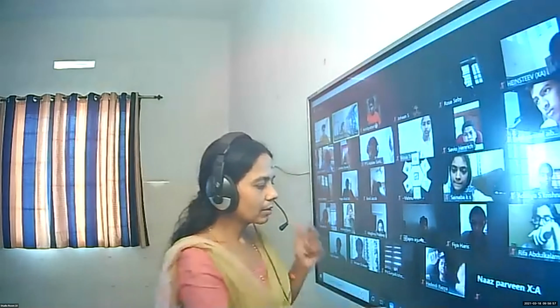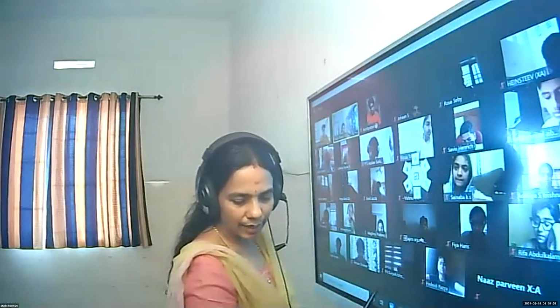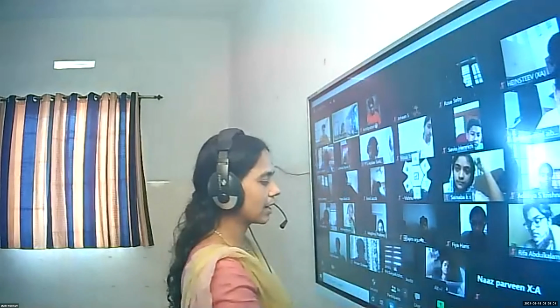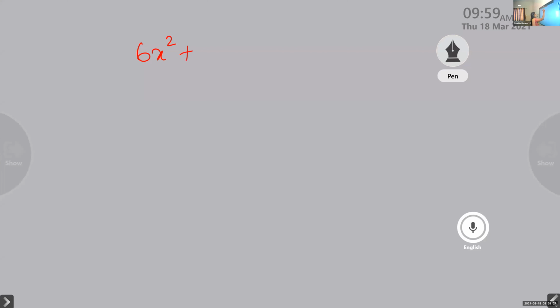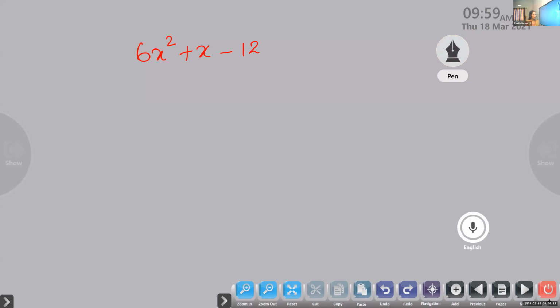Okay, so the question is 6x square plus x minus 12. Now check whether it is in general form. Is it in the general form of a quadratic polynomial? What is the general form? Ax square plus bx plus c.